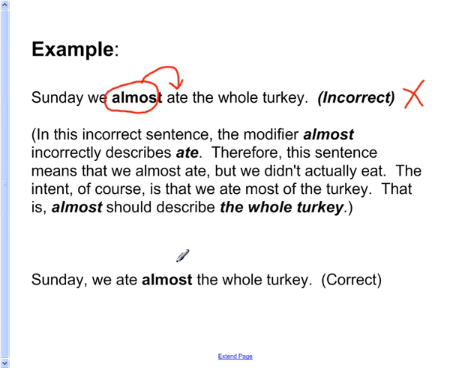Therefore, almost, the modifier almost, has to be placed directly before the whole turkey, which is what it's supposed to be modifying. So, Sunday, we ate almost the whole turkey is the correct way to write this sentence. And now the meaning is clear.